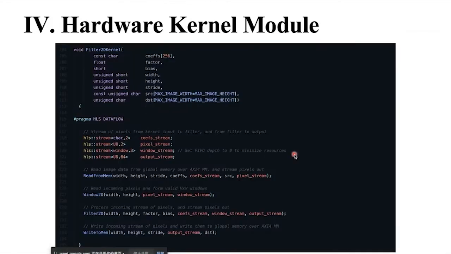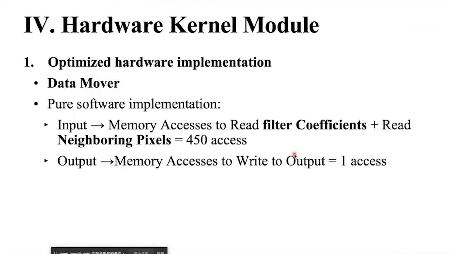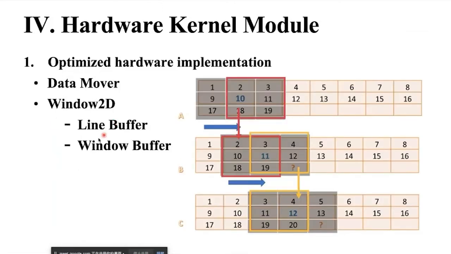Okay, so this is the source code of it. And here we are going to introduce the data mover, which is mentioned in window 2D. If we do it without the data mover, the memory access will meet 451. So it is a large number. And okay, these are the details in window 2D.